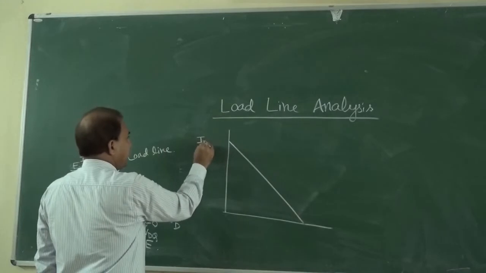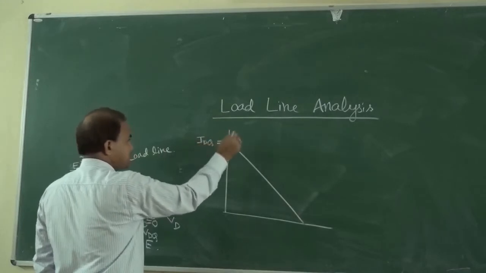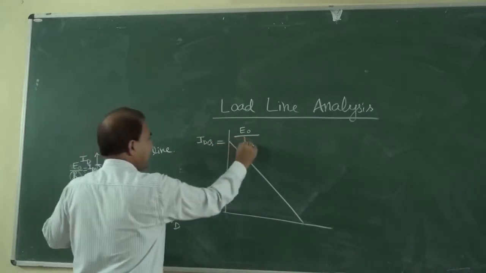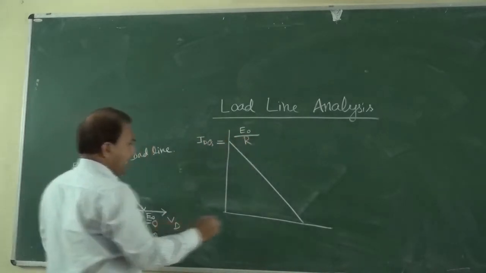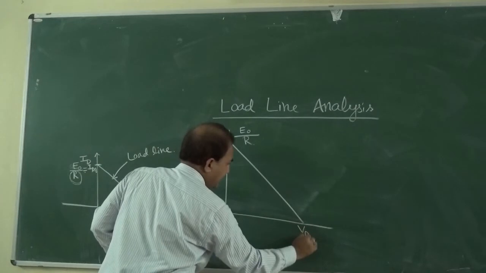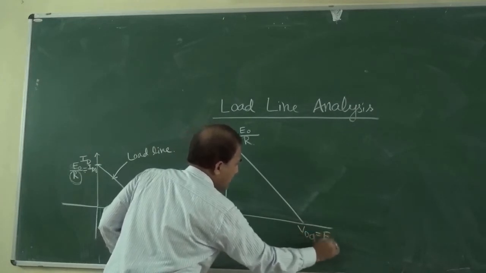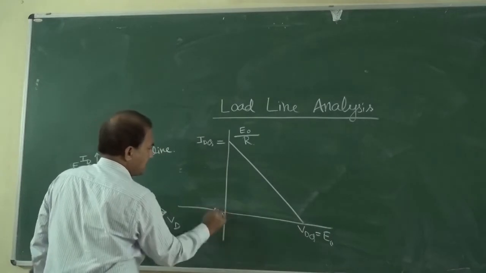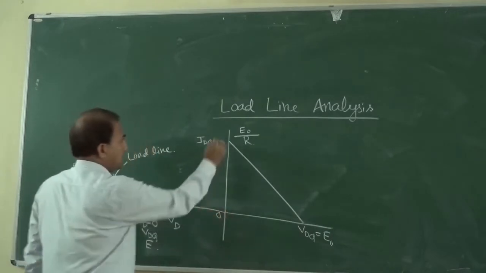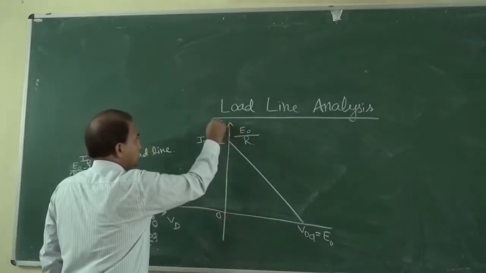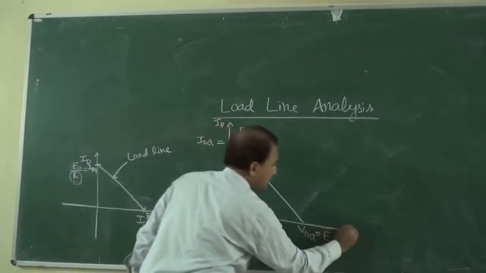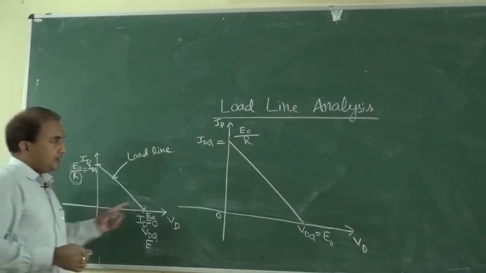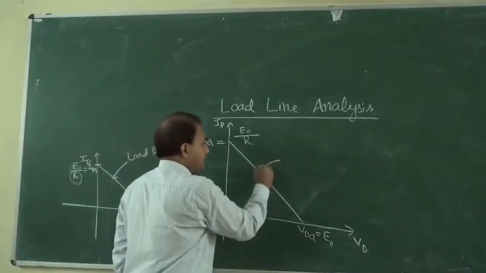This is IDQ, and IDQ is equal to E naught divided by R. And this is VDQ, it is equal to E naught. This is the ID versus VD graph. This is the load line.